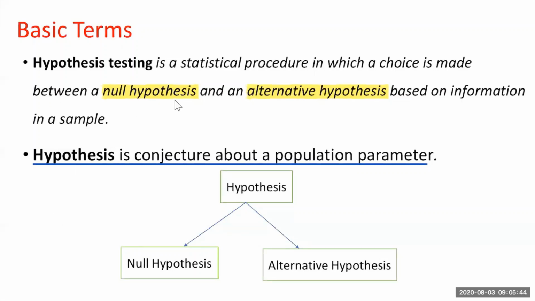And as mentioned up here, there are two types of hypotheses. One is called the null hypothesis. When we write this down, we write this as H sub 0, the null hypothesis, and the alternative hypothesis, H sub A. That's how we denote the null and the alternative hypothesis. So there are two types of hypotheses: null hypothesis and alternative hypothesis.